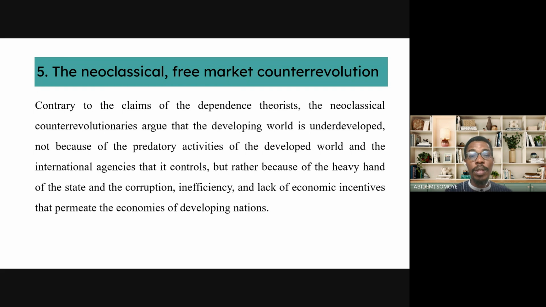Contrary to the claims of the dependency theories, the neoclassical counter-revolutionaries argue that the developing world is underdeveloped, not because of the predatory activities of the developed world and the international agencies that it controls, but rather because of the heavy hand of the state and corruption, inefficiency, and the lack of economic incentives that permeate the economies of developing nations.